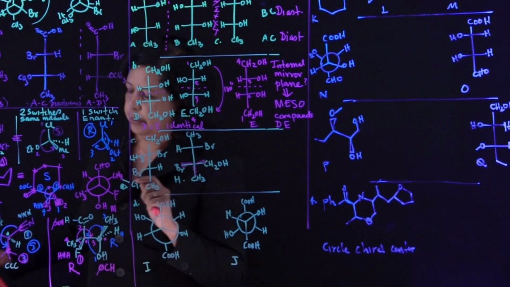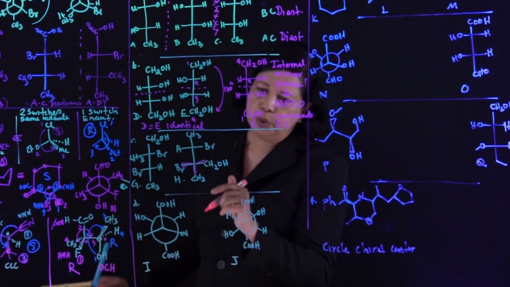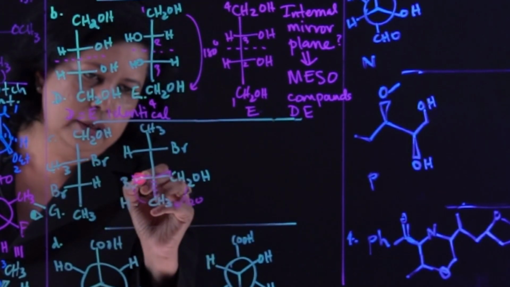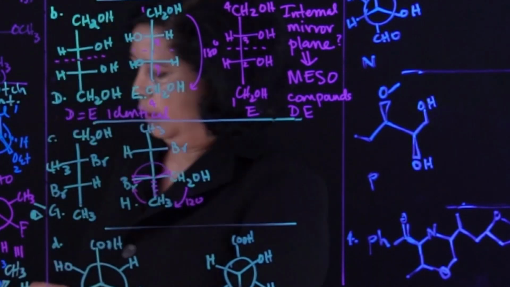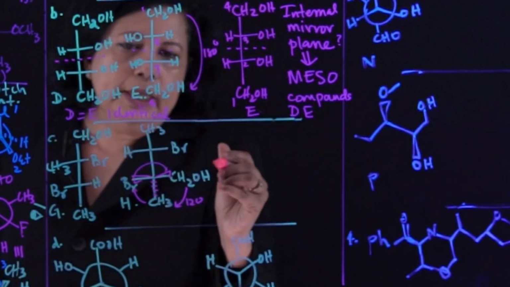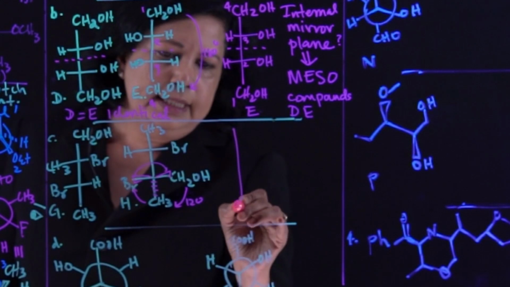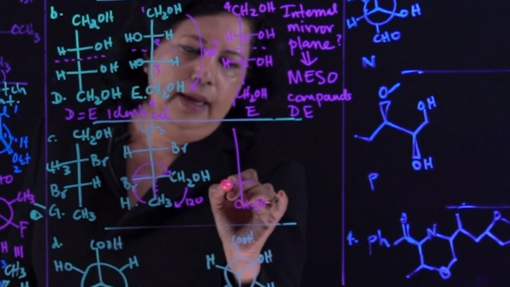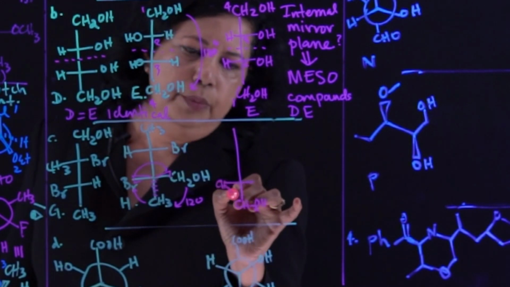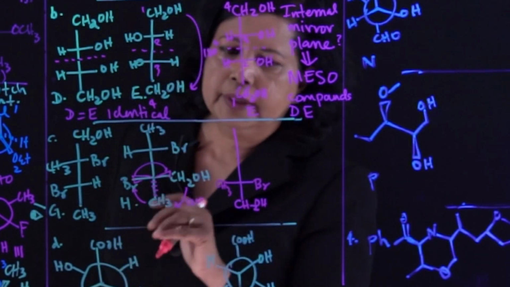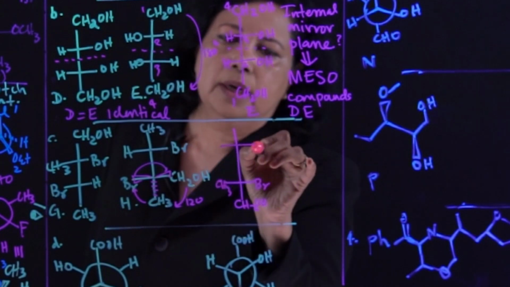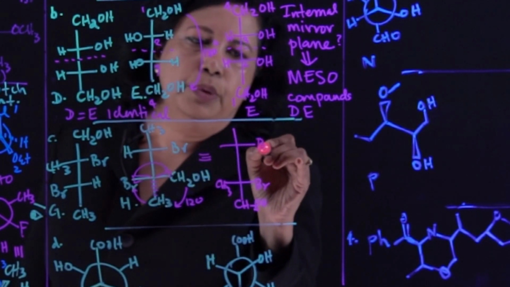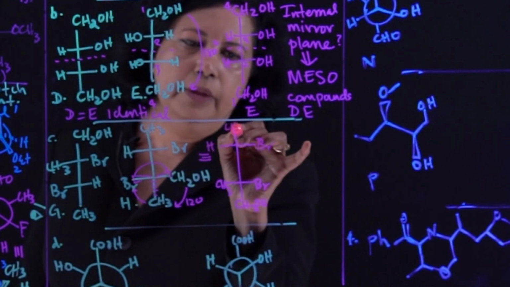So you're going to do just a 120 degree rotation. This goes here, this goes here, and this goes here. 120 rotation. Now we can redraw this like this, the CH2OH. Methyl is here and bromine is here. Then you can draw the top here. This is the same as this. We didn't change this: bromine, hydrogen, methyl.